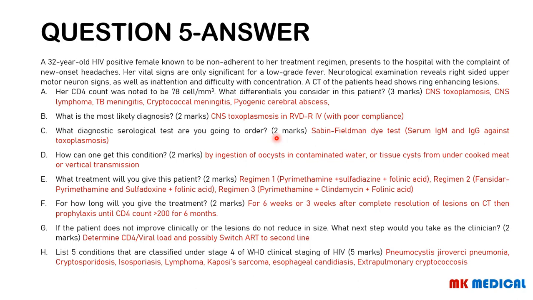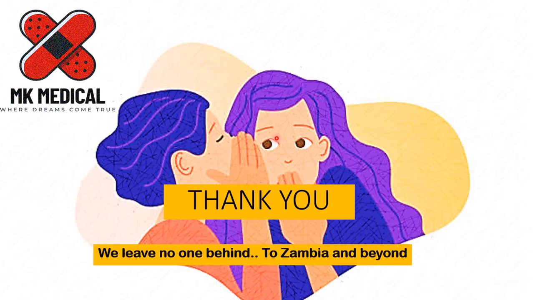Then list 5 conditions that are classified under stage 4 WHO. So you have your pneumocystis jirovecii pneumonia, your cryptosporidiosis, your isosporiasis, lymphomas, Kaposi sarcoma, esophageal candidiasis, even extrapulmonary cryptococcosis. This includes cryptococcal meningitis.